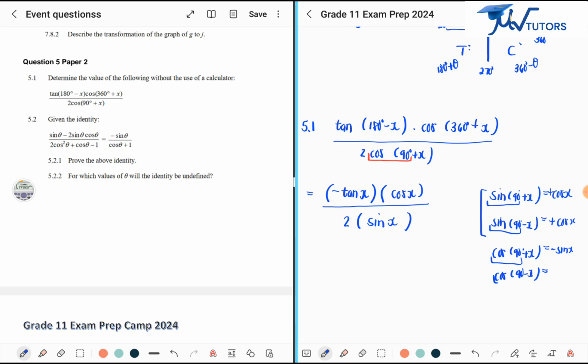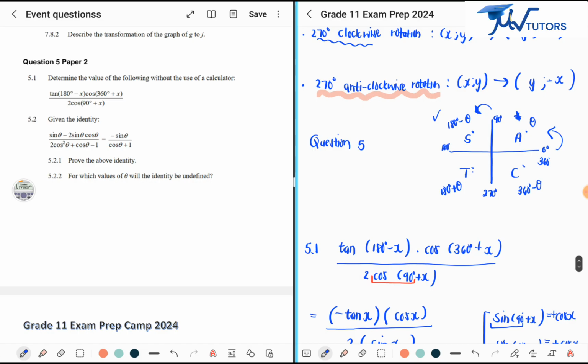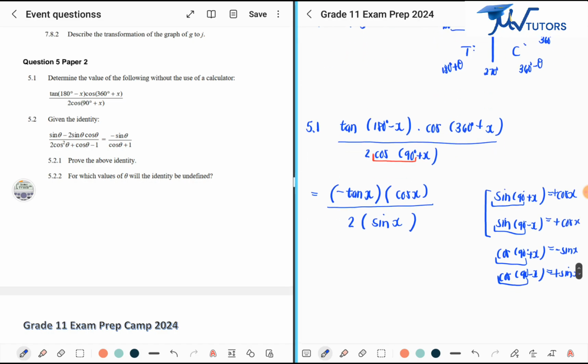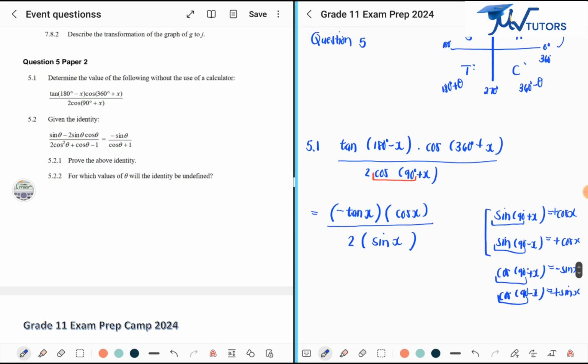And then the cos and the 90 turn into a sine. Now, is it positive or negative? 90 minus x is in the first quadrant, and cos is positive there. That's how you determine which sign goes where. So for our question over here, we have a negative sine x. Okay, now let's expand it.